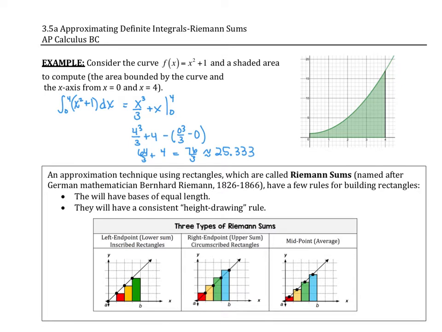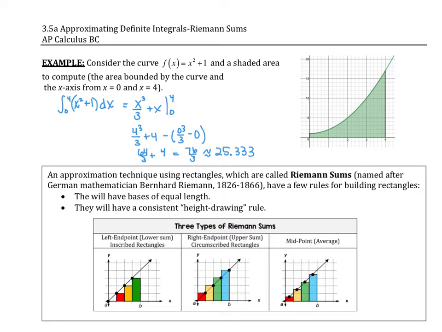He did give two stipulations. The stipulations were that they have bases of equal length, or width, however you want to look at it, and they have a consistent height drawing rule, meaning that each time we look at a rectangle, it calculates the height the same throughout the whole curve.